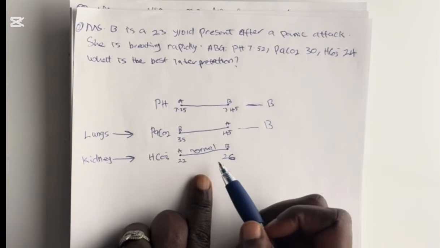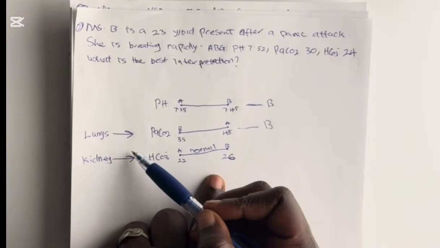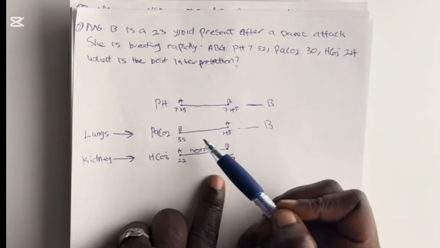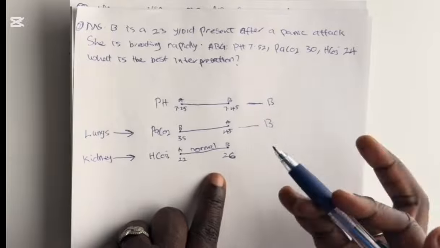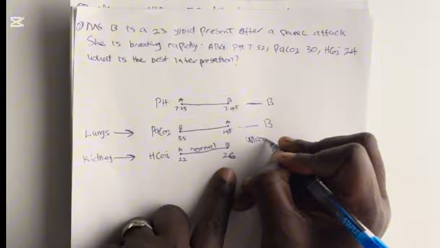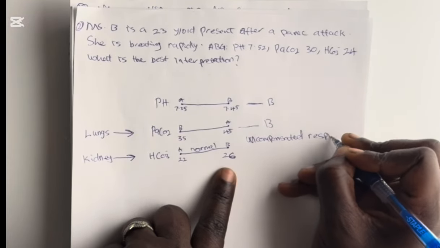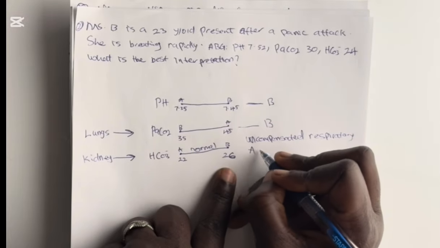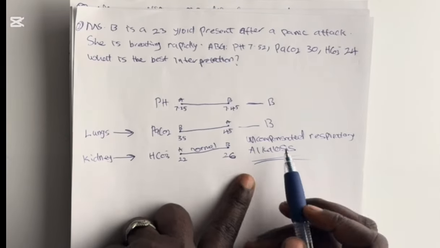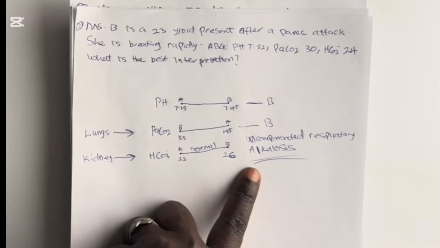Because in this state, if the kidney were to help, since we are in a state of alkalosis, the kidney is supposed to increase its acid to help balance out the state of alkalosis, and that will help to put the pH in normal range. So we have uncompensated respiratory alkalosis. Guys, pardon my handwriting. Uncompensated respiratory alkalosis. That's what we have. Okay, guys? So let's move on.